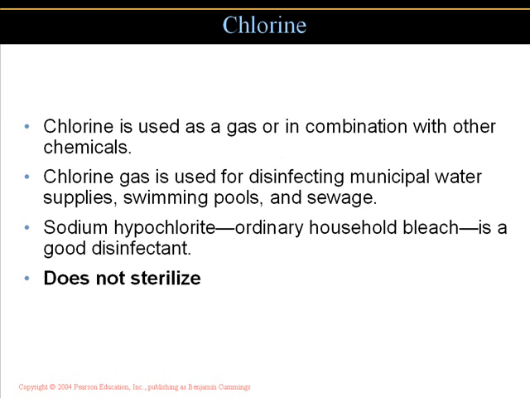Chlorine is used as a gas or in combination with other chemicals. Chlorine gas is basically used for disinfecting municipal water supplies, swimming pools, and sewage. And it can be very toxic. Chlorine gas spills, you may have heard reported. The last major one was in South Carolina, I believe Graniteville, South Carolina, where several people were killed from chlorine gas spills. So again, dilution, solution to pollution.